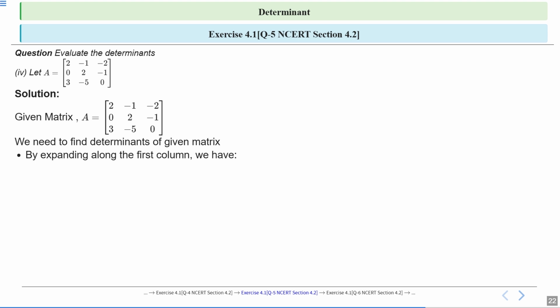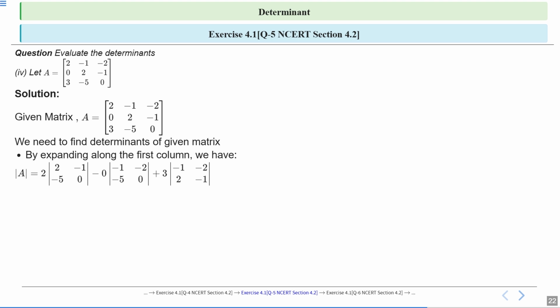The indices of 2 are 1, 1. For 0, it is second row and first column, so 2, 1. And for 3, it is third row and first column, so 3, 1, with i the row and j the column. Now we have to see the sign for 2, 0 and 3. The sign is minus 1 to the power i plus j. For 2, that is 1 plus 1, which is even, so the sign for 2 is plus. For 0, it is 2, 1, that is 2 plus 1 is 3, which is odd, so minus 1 to the power odd is minus. So the sign for 0 is minus.